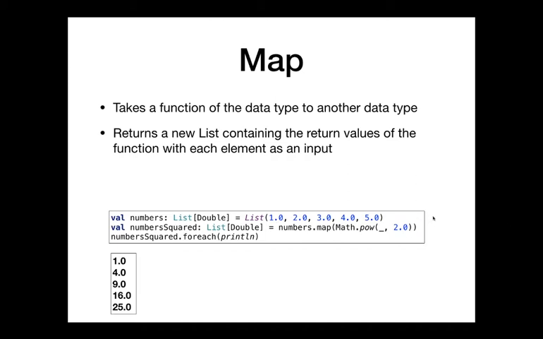So if I have this list of numbers and I want a new list with all these numbers squared, numbers.map, and then some function, again using that underscore syntax. In this case it's going to take each element and square it. Math.pow, each element, square, I get a new list of doubles with all those values squared. So it's going to take a function, call this function on each element, accumulate that into a new list, and then I'm just printing that list to the screen.